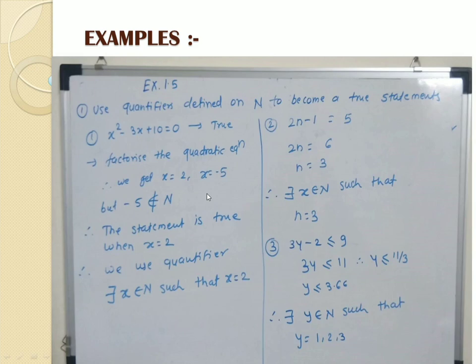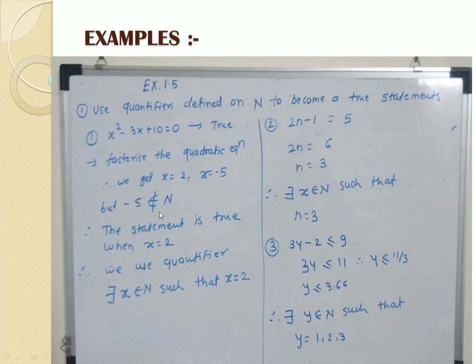Now the next example depends on quantifiers. We already studied the quantifiers. There are two types of quantifiers: for all and there exists. So the example is: use quantifiers defined on N, where N means the set of natural numbers, to make a true statement. Means the given statements are true and it is defined on N, we have to use the quantifiers. So in this equation, x square minus 3x plus 10 equal to 0, we know that this is a quadratic equation and we have to find the factors of this equation. So we get x is equal to 2 and x equal to minus 5.